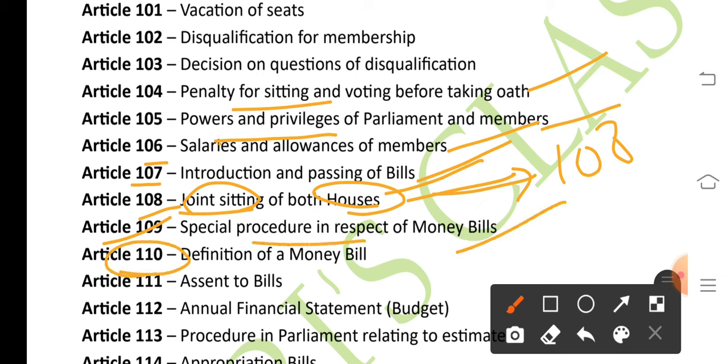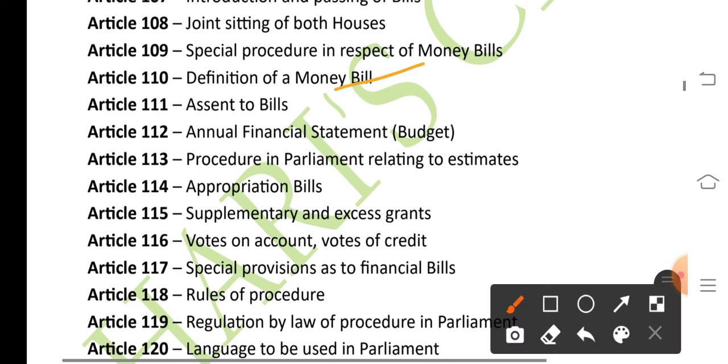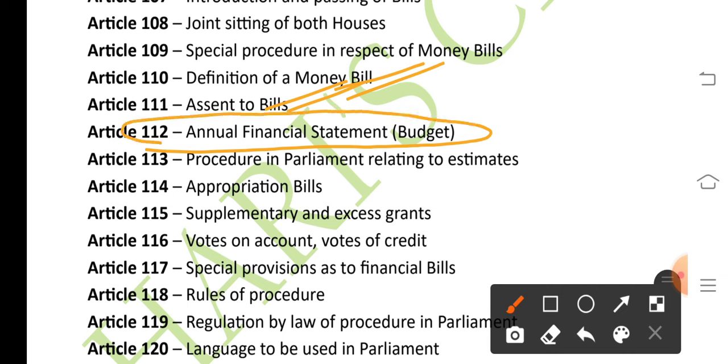Article 110, this is a very important one, definition of money bill. Article 110, please remember this, definition of money bill. Article 111, assent to bills. 112, annual financial statement, which in layman's terms is called the budget. This is also a very important article, please remember.